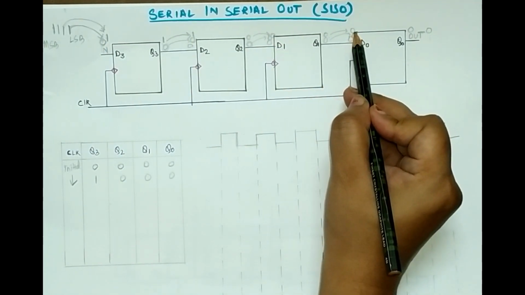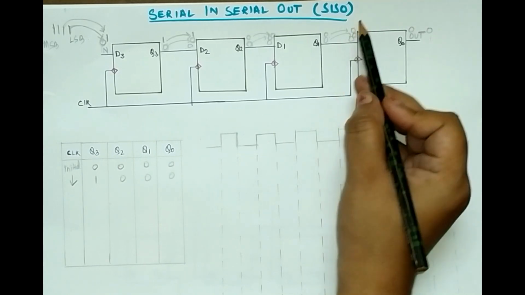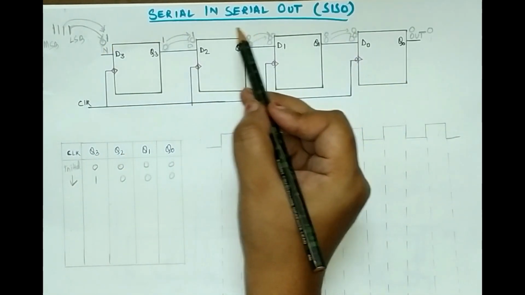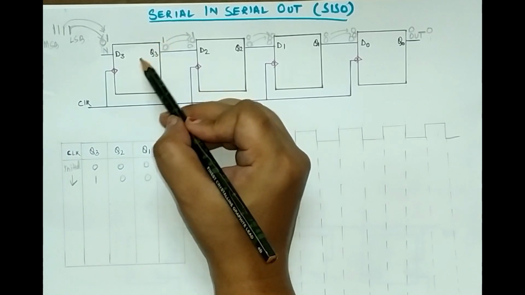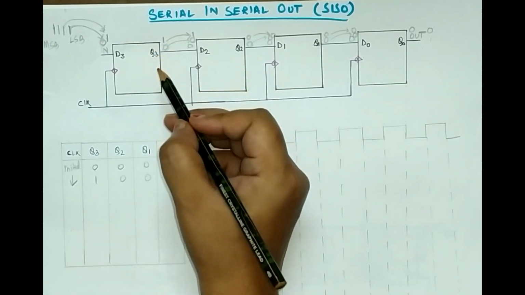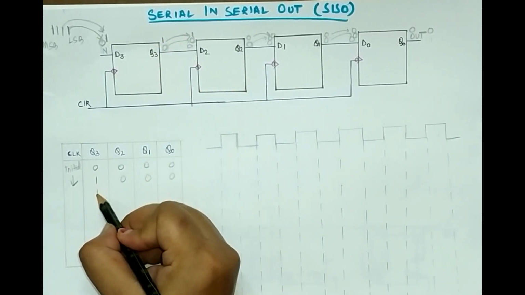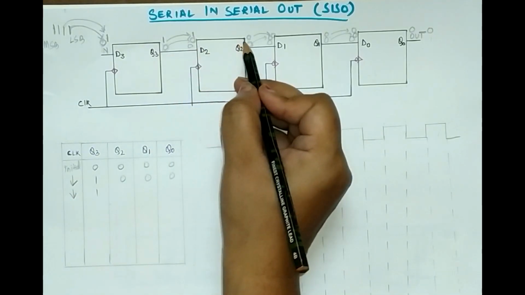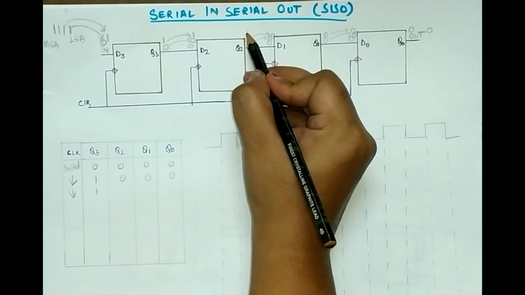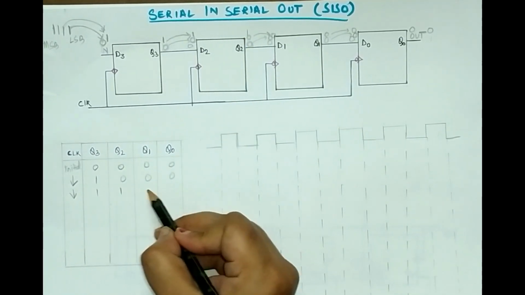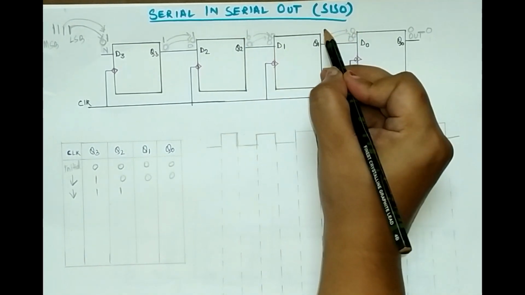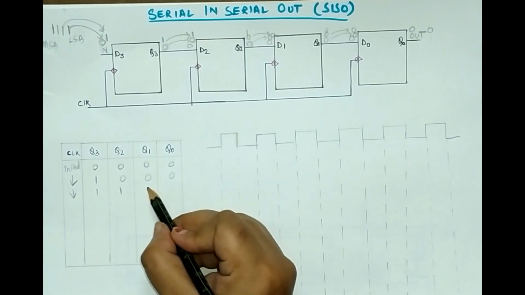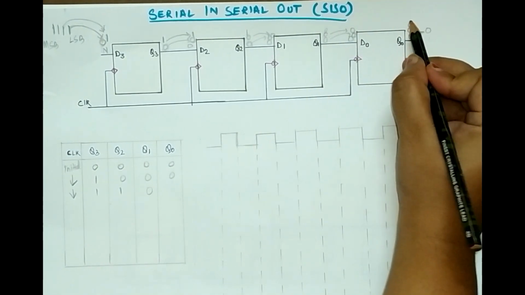So let us see what will be the output. So whatever is the input, same will be the output. So the output for D3 will be Q3, means it will be 1. So for the next trigger, okay, it will be 1. Again it will be 1. It will be 0. Okay. And it will be 0.